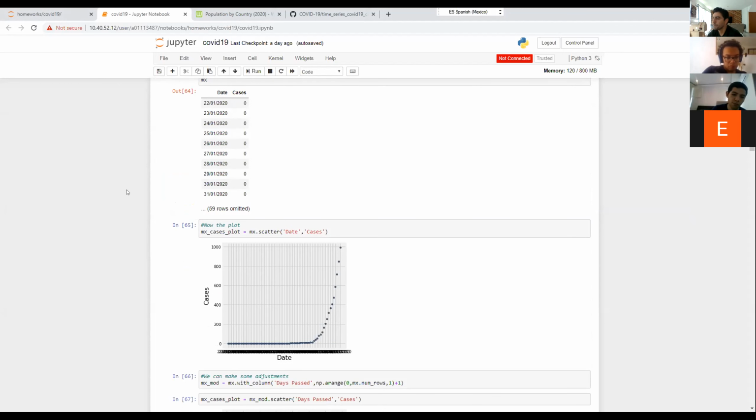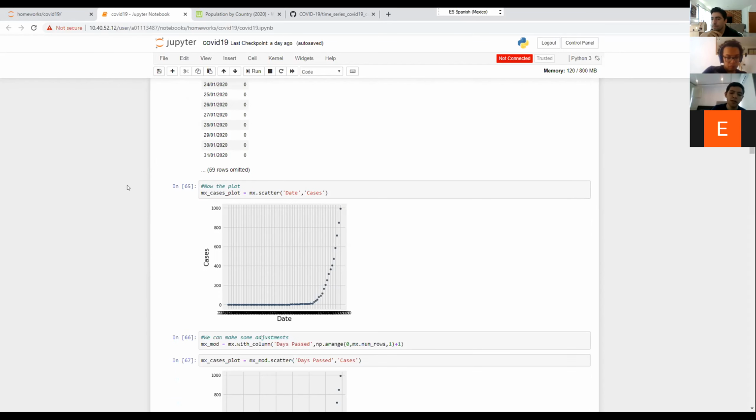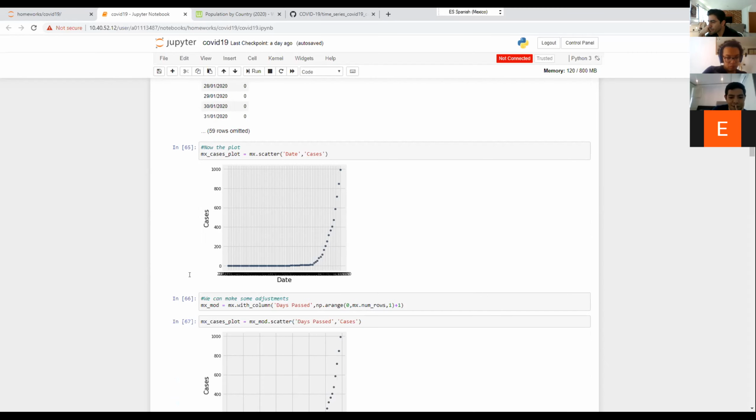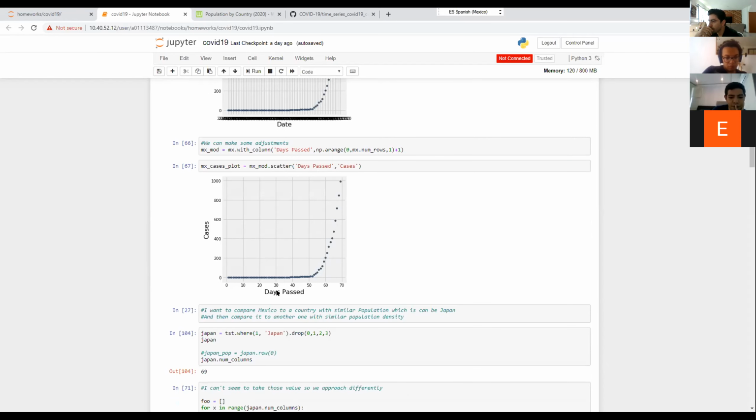And I like scatter plots, so I made a lot of them. This was the first one, and I didn't like it, so I did this one. So, days passed. We can see Mexico jumped from about 1,000 cases in 20 days.